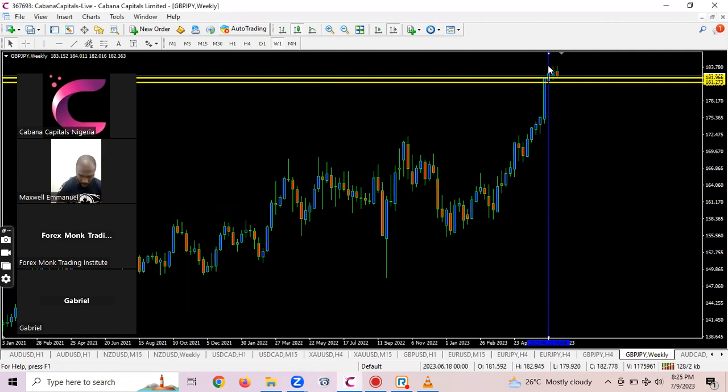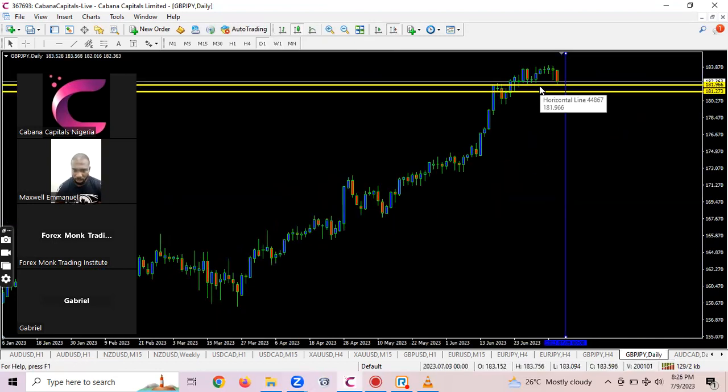Let's see, last week's candle closed bearish. So if we go down to daily and there is a breakout below a support, that's an indication that the trend has changed from bullish to bearish. So let's go to daily. What we want to confirm on daily is a breakout of support on daily. Let's see that.